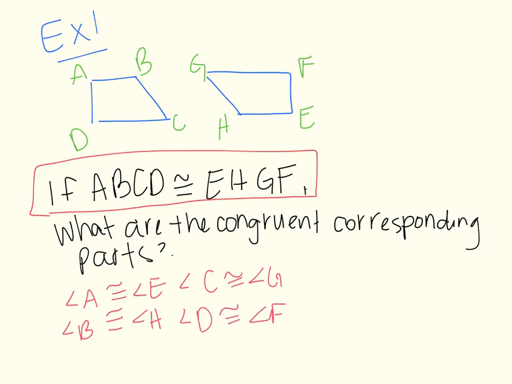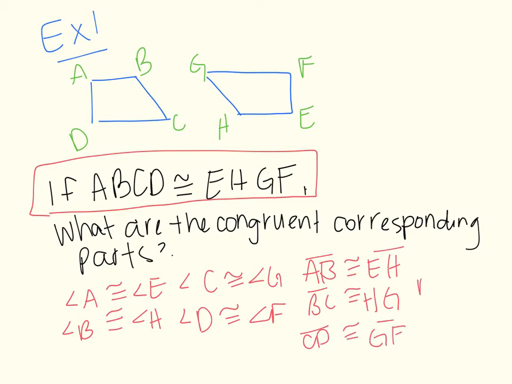We can also use that same logic or that same reasoning or pattern with the side lengths. AB is congruent to EH. BC is congruent to HG. CD is congruent to GF, and DA is congruent to FE.